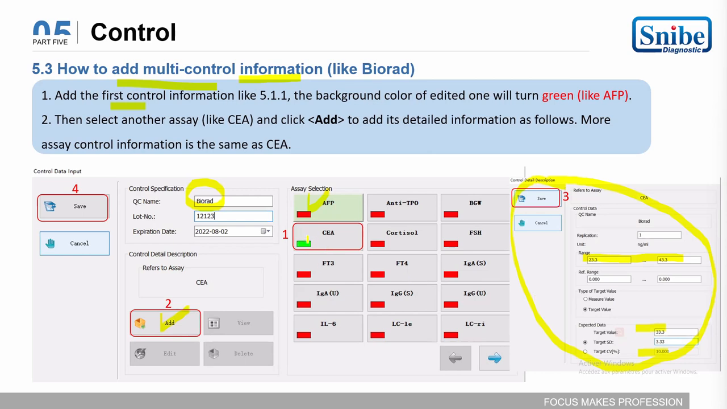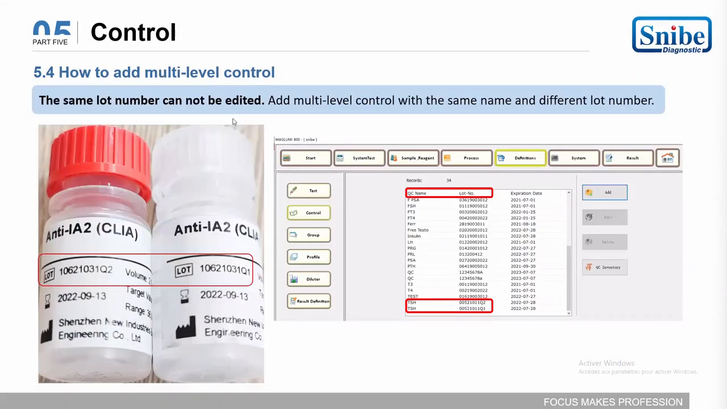After that, I add another parameter, the CEA, and then click add, and then enter the range for the CEA and the other target value. And then, for example, if it is also used for the FSH, I also add FSH and click add, and then add the information for FSH. So one control that controls multiple parameters. Very easy.